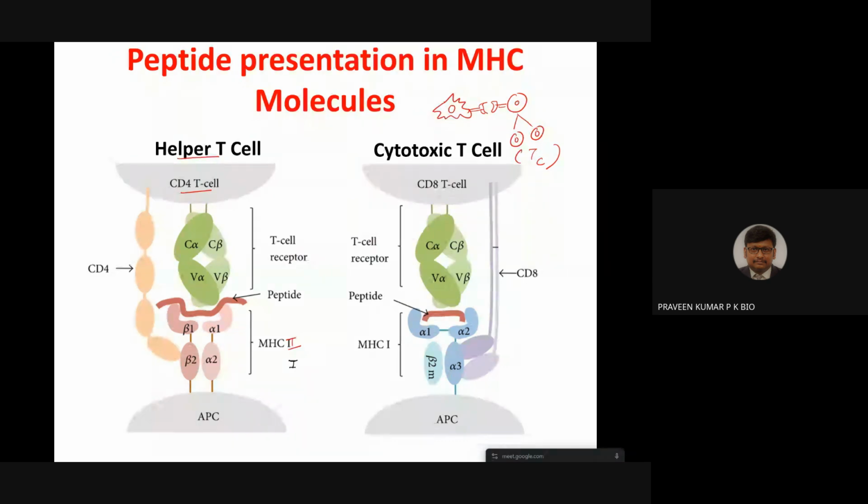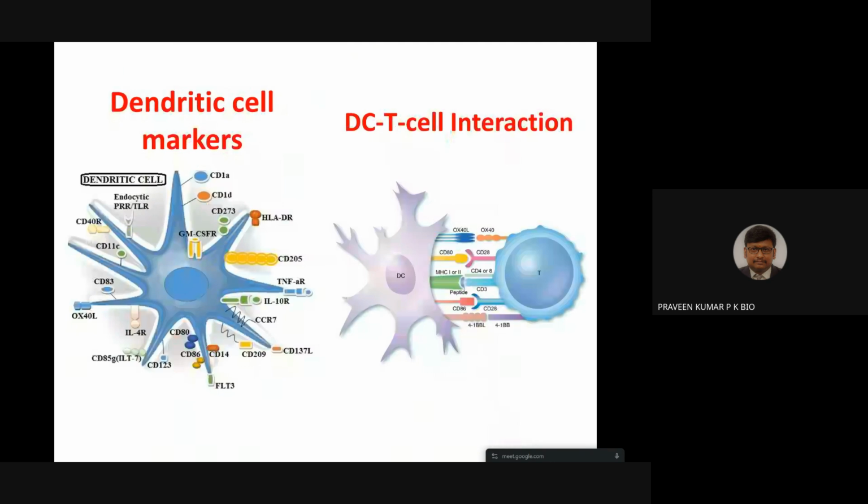There is a slight difference in the MHC1 and MHC2 structure of APC. So some APCs have only MHC2 and some have MHC1, and a few APCs have both molecules. And if this cell and the corresponding surface receptor interact with these molecules, this is going to happen: activation followed by proliferation.